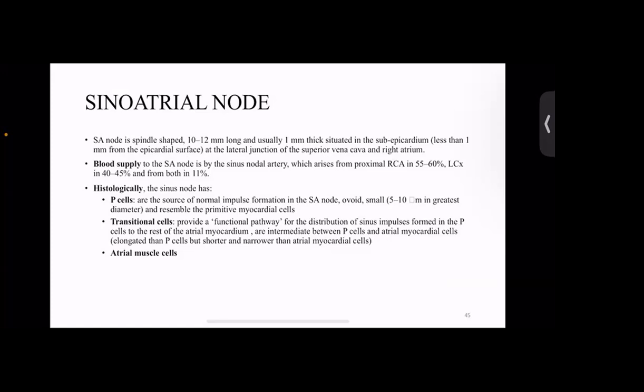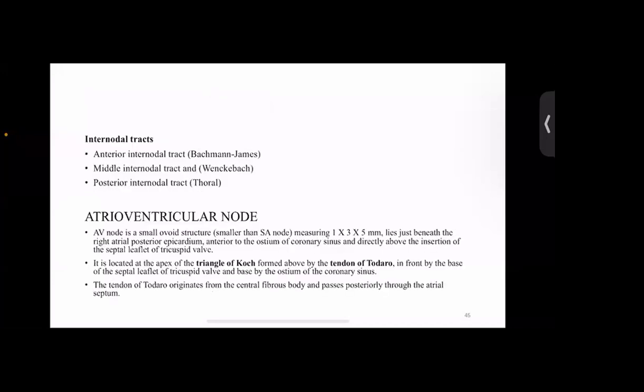It has the P cells, which are the source of the normal impulse formation in the SA node. Okay, and these cells are ovoid, they are small, about 5 to 10 micrometers in greatest diameter, and they resemble the primitive myocardial cells. Then we have the transitional cells, which provide a functional pathway for the distribution of the sinus impulses formed in the P cells to the rest of the atrial myocardium. And they are intermediate between the P cells and the atrial myocardial cells. And then finally, we have the atrial muscle cells.